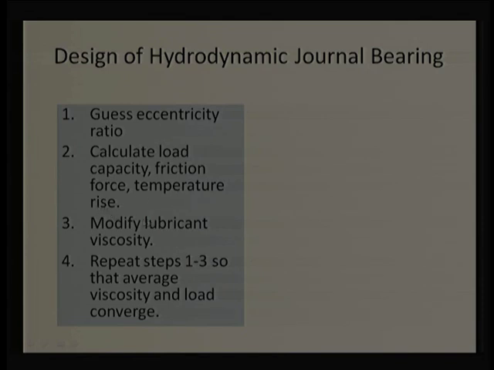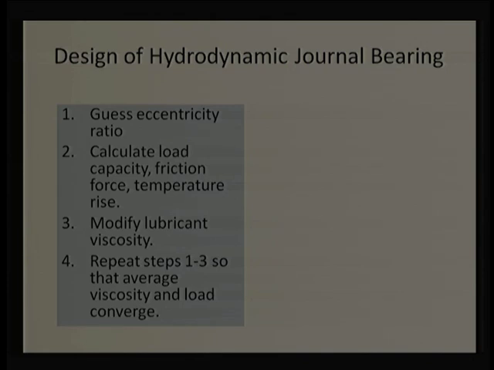Once we know the temperature rise, we need to use the temperature-viscosity relation of the lubricant to modify the viscosity. Once we modify it, again we go to the calculation: eccentricity, load calculation, friction calculation, temperature rise. So it will be continuously iterated. That is why we say repeat steps 1 to 3, so that the average viscosity and load converge. After that, even if you repeat, the results are not going to change. That is convergence. It may be 3 steps, 5 steps, 7 steps, 10 steps, or 15 steps, depending on your initial approximation.